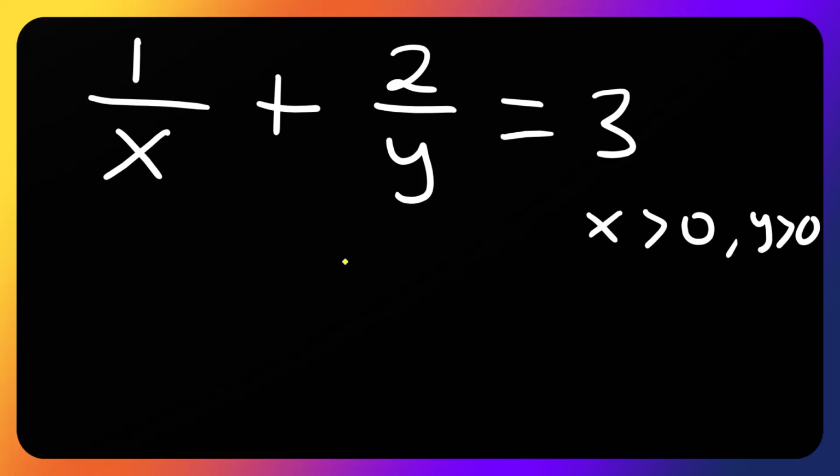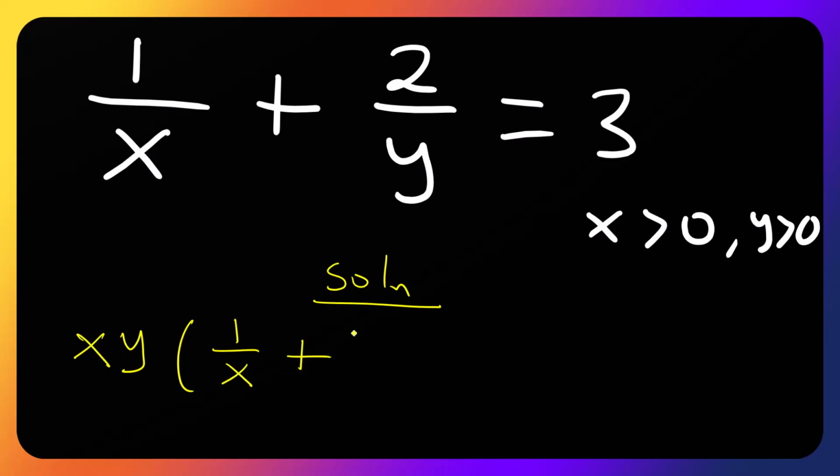Now let's start with the LCM here. We can make this side over 1. The LCM will be xy times 1, that will be xy. So I'll multiply both sides by xy. So that will be xy times 1 over x plus 2 on y equals to 3 times xy.